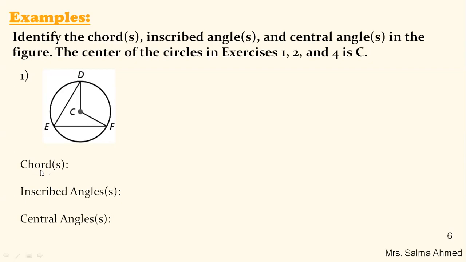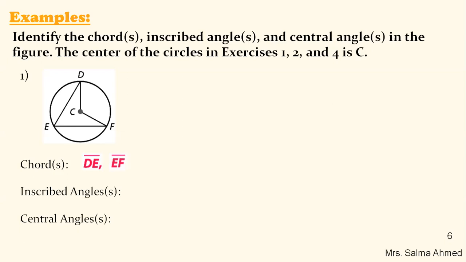So let's recall the definition that we took. We have 2 endpoints on the circle, so it's a line segment joining 2 endpoints on the circle. So this is DE, which is a chord. And we have another one, which is EF, with 2 endpoints. So this is a line segment with 2 endpoints lying on a circle. So this is called a chord.